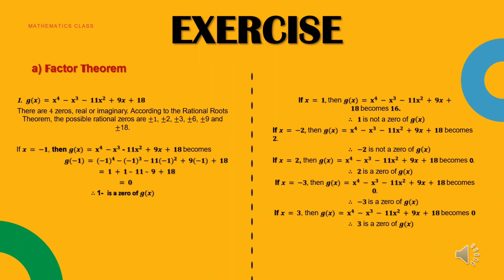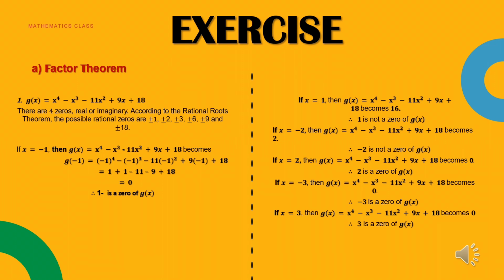So we will insert each of the ± values for x and find the value of the equation. If x is equal to -1, then the equation becomes 0. Hence, -1 is a zero of g(x). If x is 1, then the equation becomes 16. So, 1 is not a zero of g(x). If x is equal to -2, then g(x) becomes 2. So, -2 is not a zero of g(x).